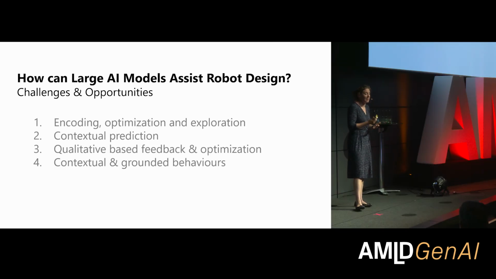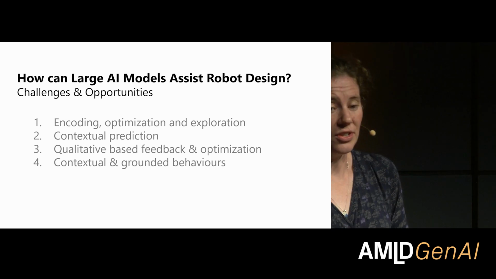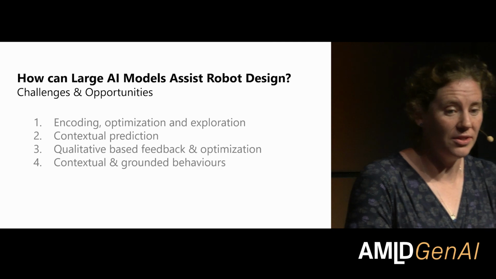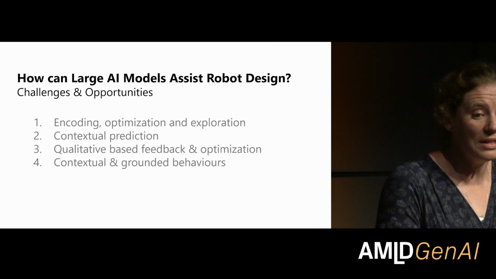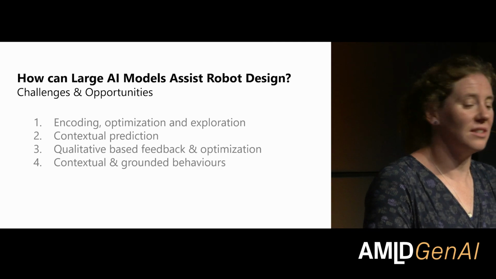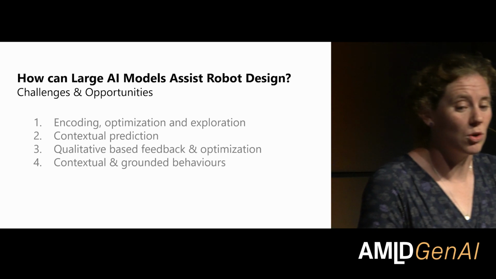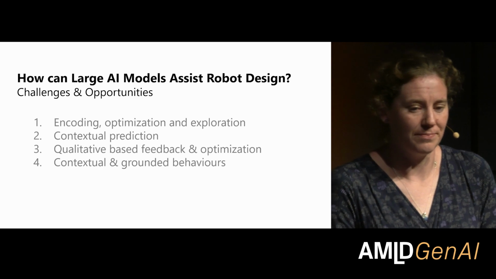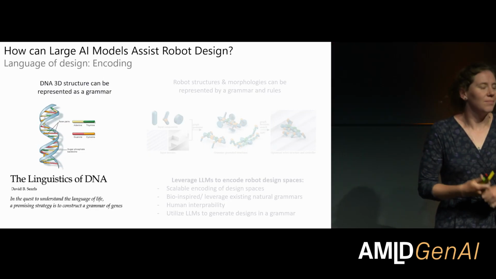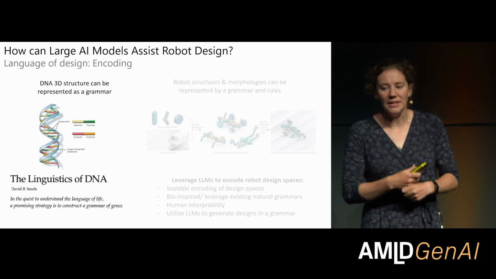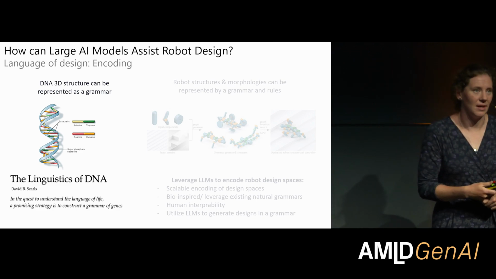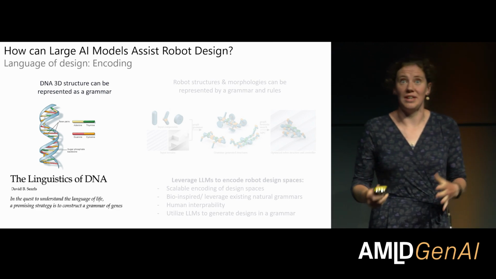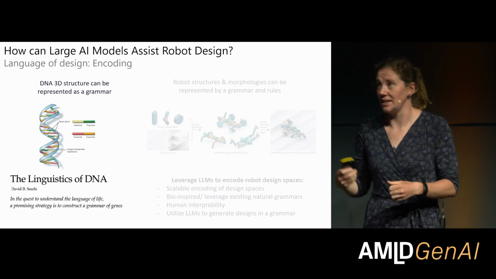But within the robotics domain, there are a number of really exciting opportunities for how we can leverage these large AI models. So I'm going to talk now very briefly about encoding, contextual prediction, qualitative feedback, and also how we can design and achieve more contextual and grounded behaviors for embodied robotic systems. So the first one, how can we use large AI models to assist in robot design? The first thing is encoding, or describing our design space.